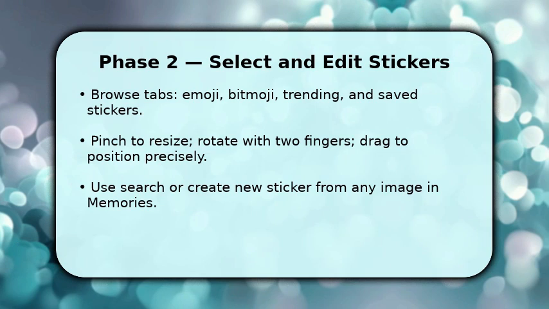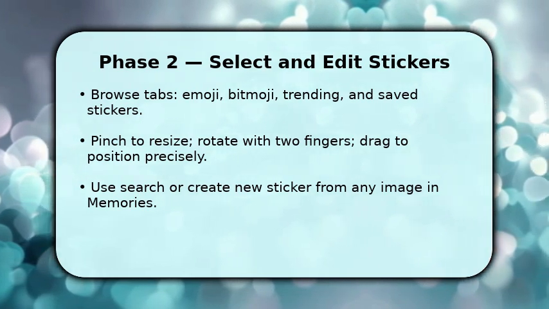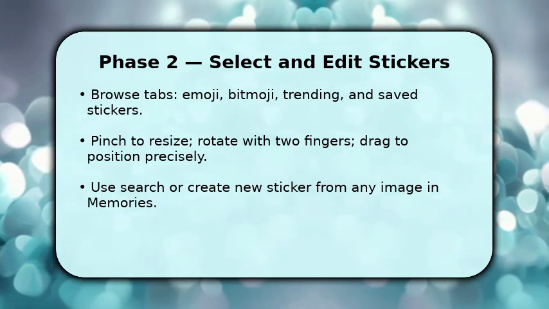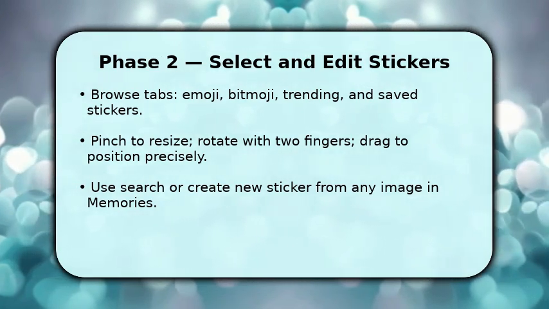If you want a custom sticker, tap the scissor icon in Memories to cut and save a shape. Make sure to use Search for quick finds. It speeds up complex compositions.